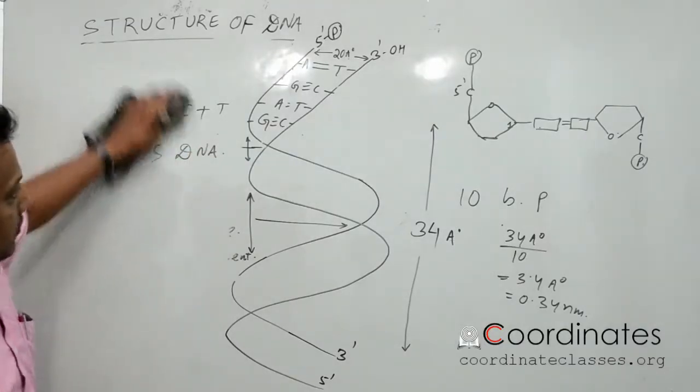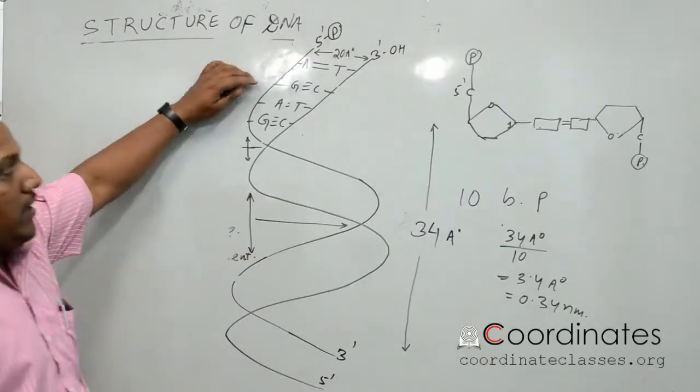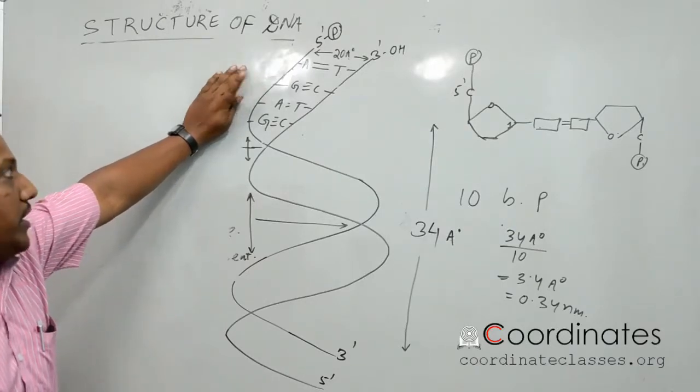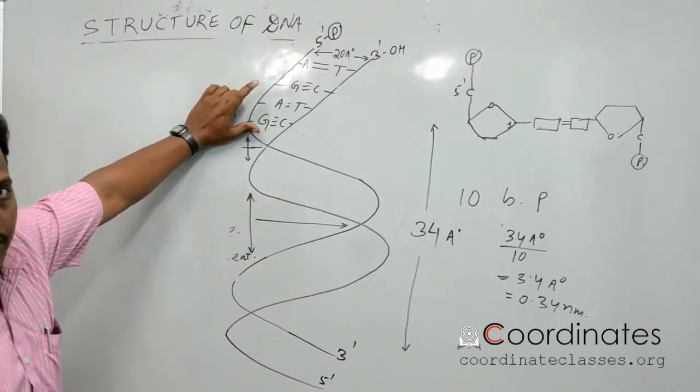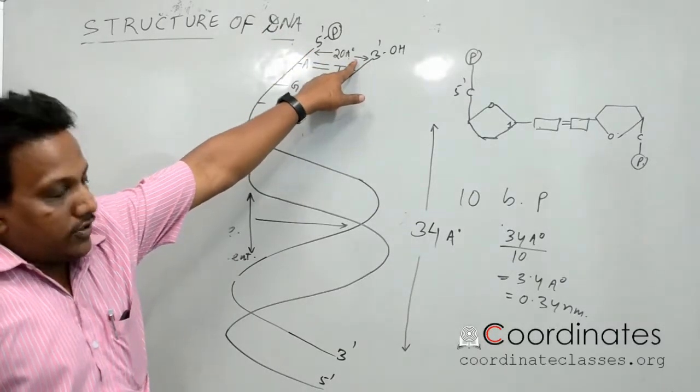So, what are the features of this DNA double helix? First one, the DNA double helix consists of two polynucleotide chains which are coiled around each other in a right-handed manner around one imaginary axis. Then, the diameter of the helix is 20 angstrom.